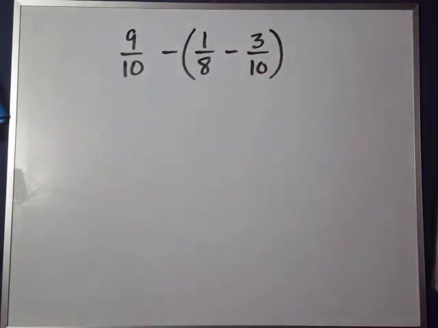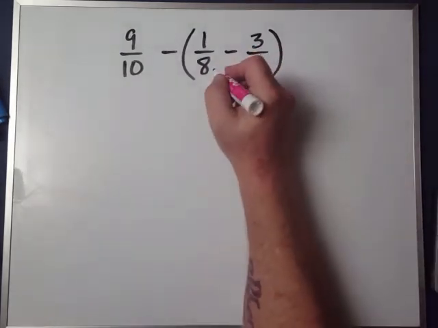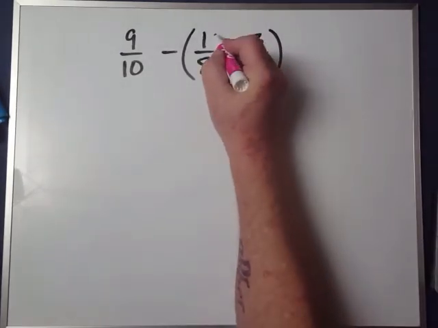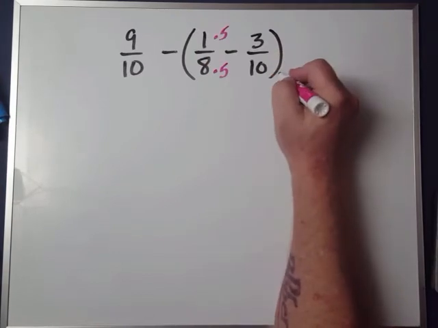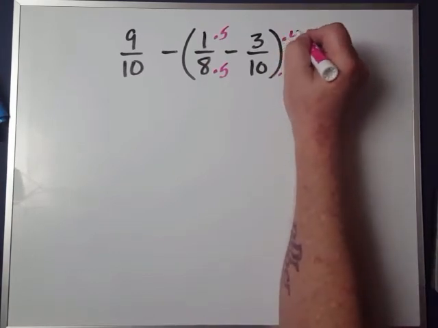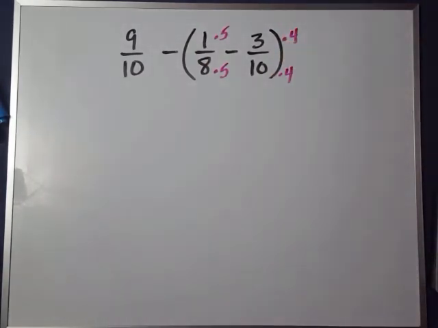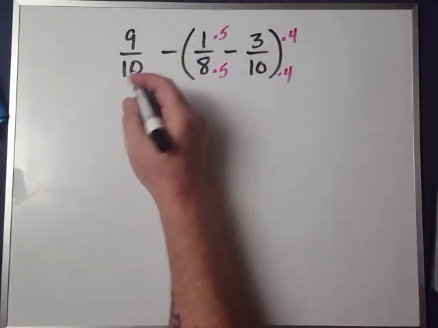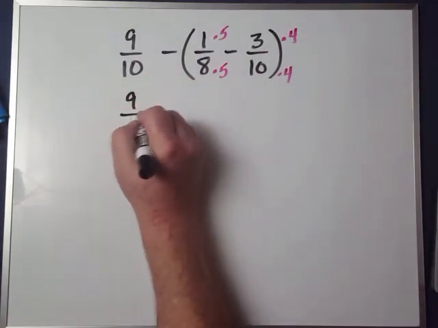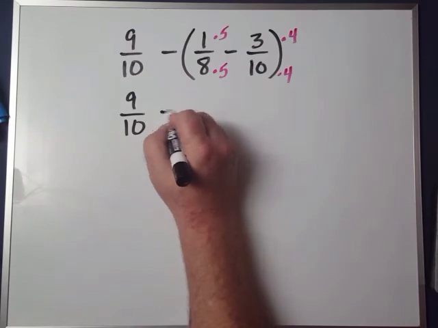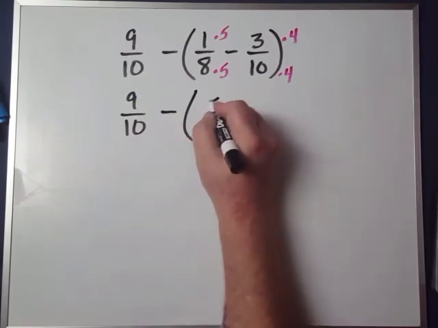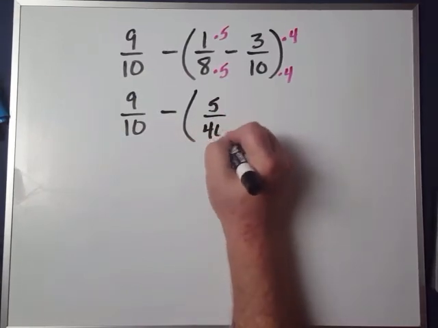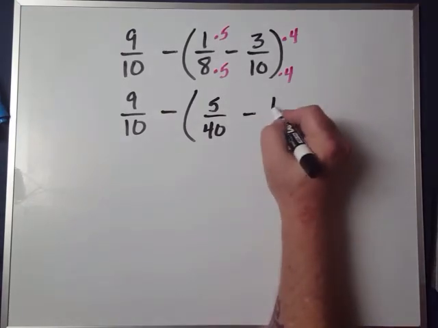In order to subtract those 2 fractions, I need a common denominator. Least common for 8 and 10 is 40. I need a 5 here, top and bottom. I need a 4, top and bottom on my second fraction. So now we have 9/10 minus the quantity 5/40 minus 12/40.